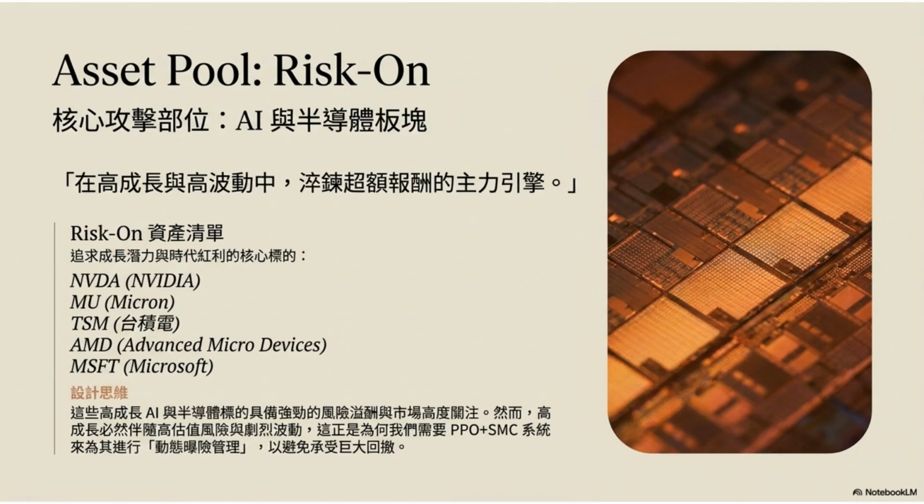The asset pool in this research is divided into 3 categories. The first category is risk-on assets, which mainly include AI and semiconductor-related stocks. Examples include NVIDIA, Micron, TSMC, AMD, and Microsoft. These assets are selected because they have strong growth potential and are highly sensitive to AI industry trends and technology sector capital flows. When the market is strong, the model can increase exposure to these assets to pursue higher returns.